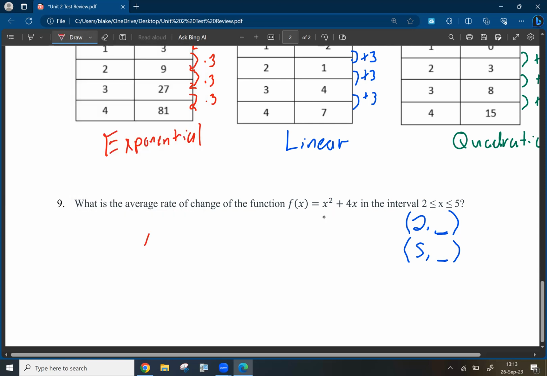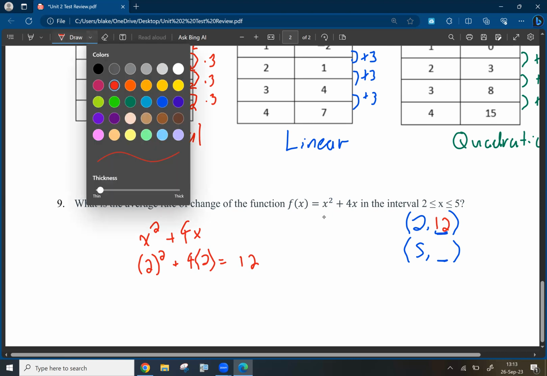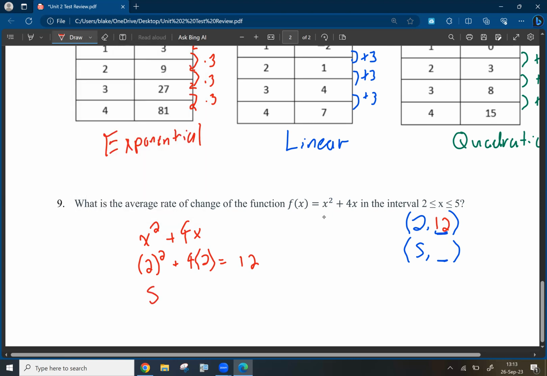So let's try that out. Our function is x squared plus 4x. So we're going to plug in 2 first. We're going to do 2 squared plus 4 times 2. So this becomes 4 plus 8, which is 12. So that is the y value for that point. And then we'll also do it for the 5. We have to do 5 squared plus 4 times 5. 5 squared is 25, and 4 times 5 is 20. So 25 plus 20 is 45.